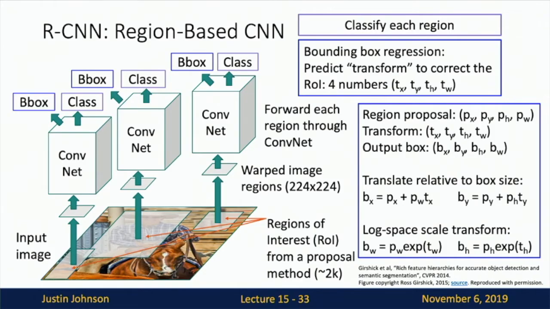What that means is that if we were to output a tx of 0, that means leave the original region proposal alone in x position. That means it was pretty good. And if we output tx equals 1, that means I want to shift over the region proposal by an amount in x equal to the width of the image region. And then we use a similar transform for transforming things in the vertical direction. Now for the scale, it's going to be logarithmic. So we're going to scale up the width or the height of the region proposal by exponentiating that transform and then multiplying. And again, this makes it scale invariant to the fact that we had to warp the input regions before feeding them to the original CNN.